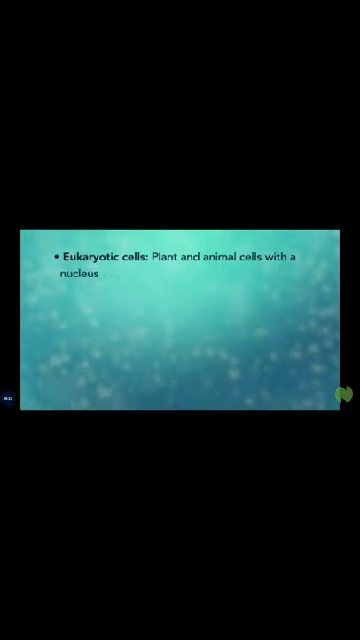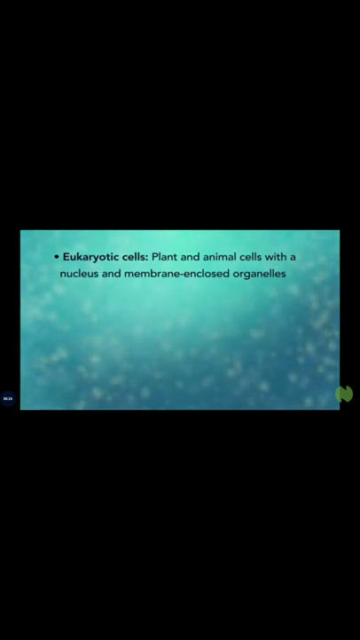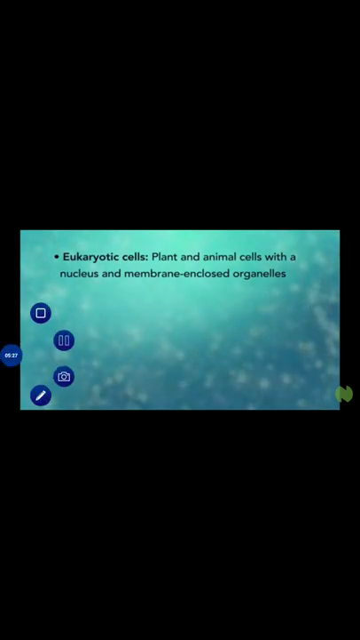In summary, remember, eukaryotic cells are plant and animal cells with a nucleus and membrane-enclosed organelles.